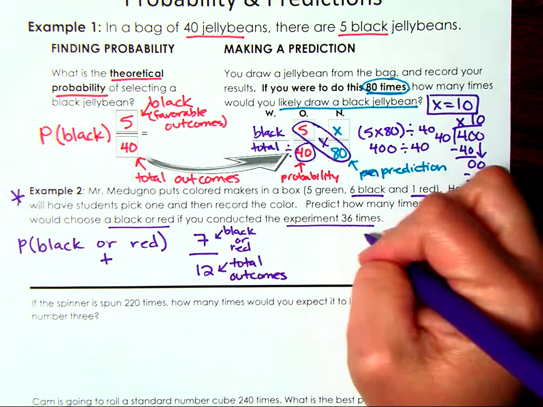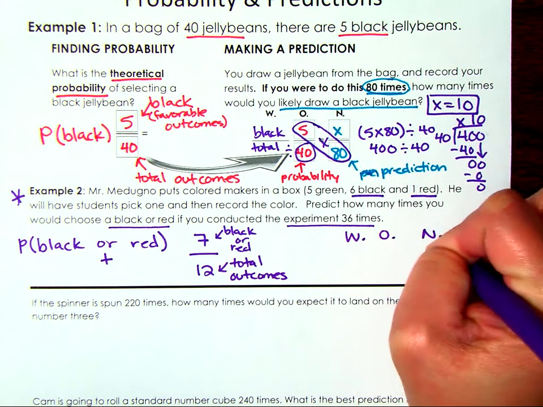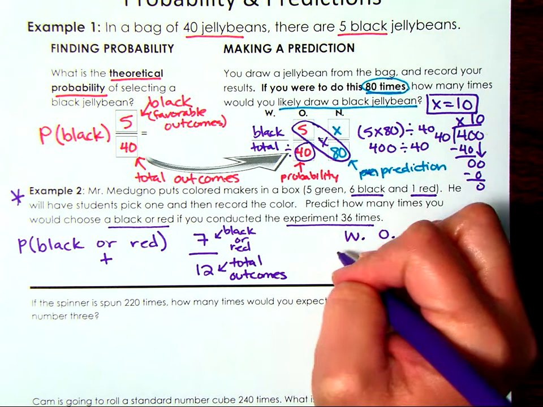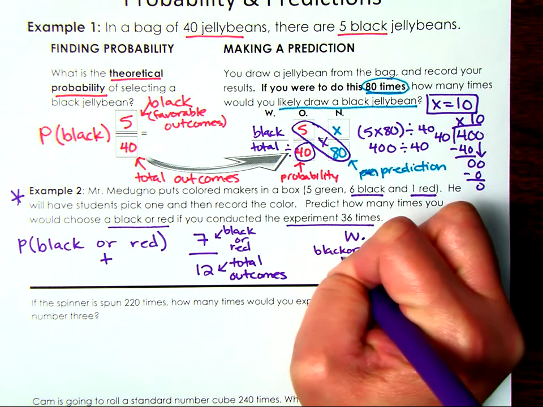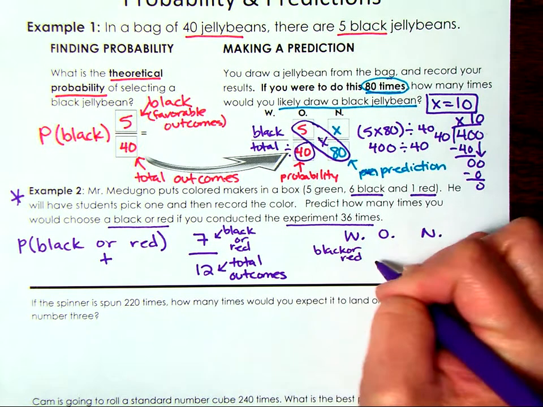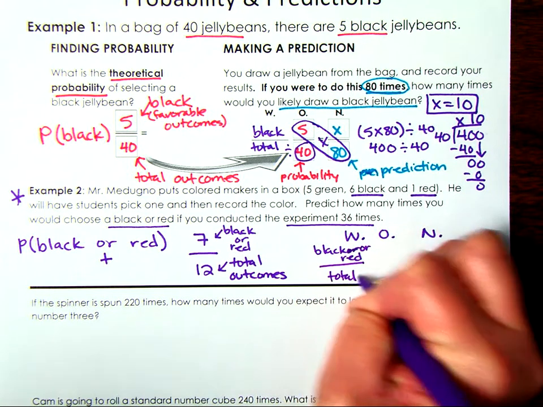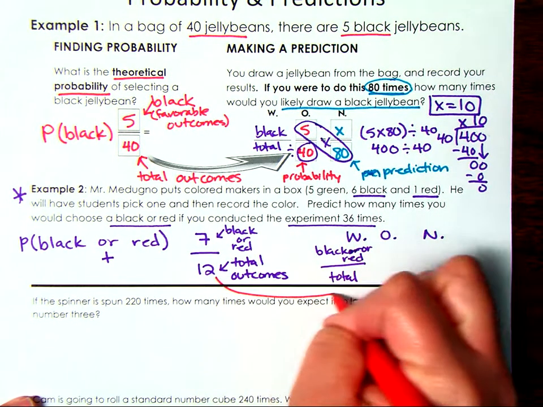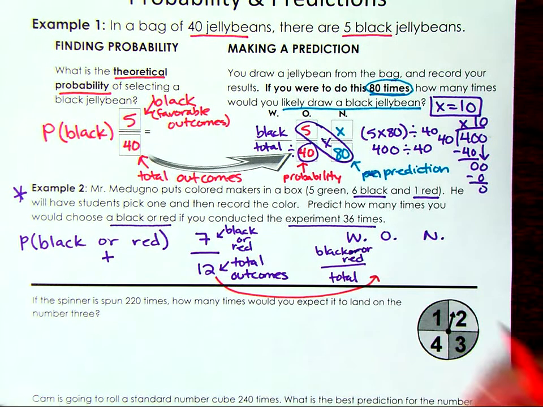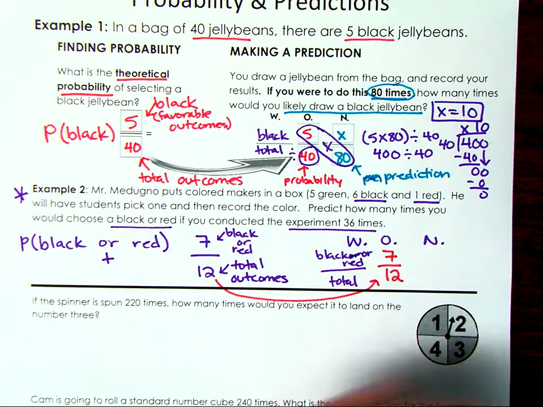Okay? So when we set up my one table, words, original ratio, new ratio. Okay? So we're saying black or red. Sorry, that kind of got pushed together. Black or red out of total. And we just figured out my original ratio right here. That's going to go where my original ratio is. There's 7 that are black or red out of a total 12.